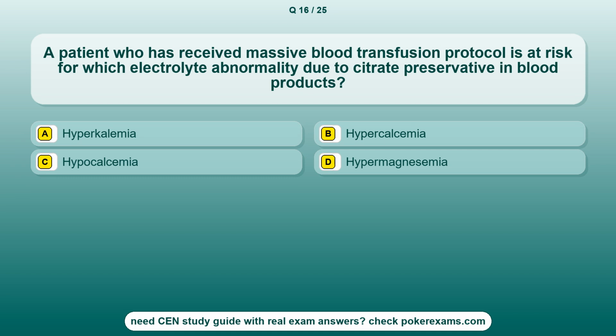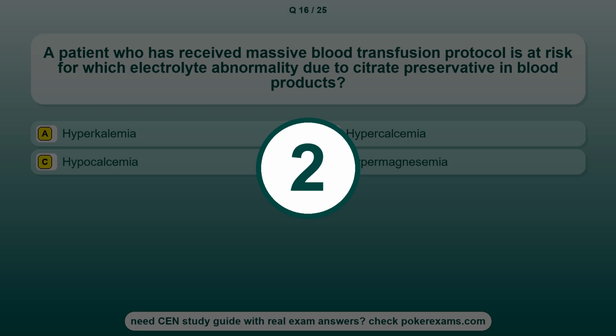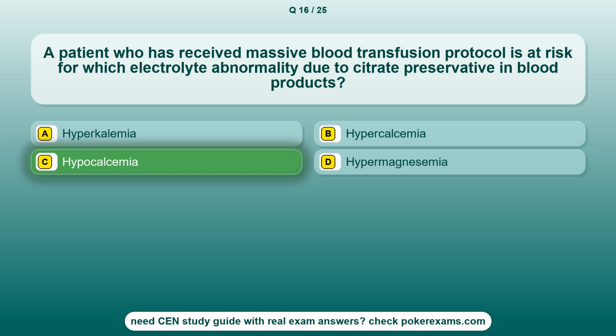Question 16. A patient who has received massive blood transfusion protocol is at risk for which electrolyte abnormality due to citrate preservative in blood products? Option A, hyperkalemia. Option B, hypercalcemia. Option C, hypocalcemia. Option D, hypermagnesemia. The correct answer is option C, hypocalcemia.